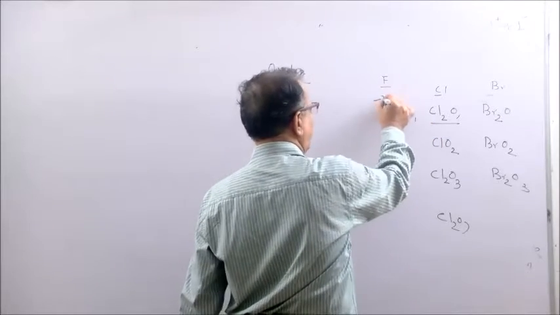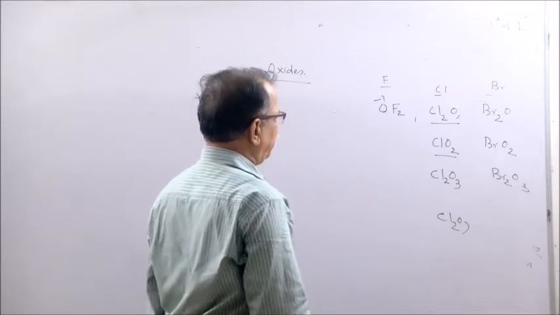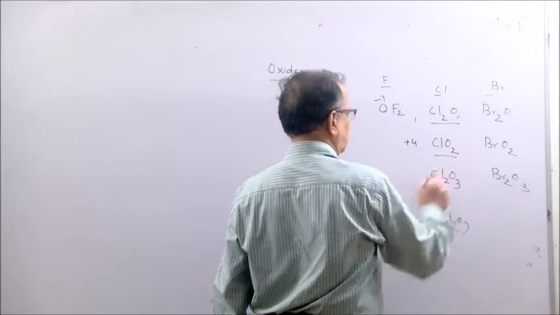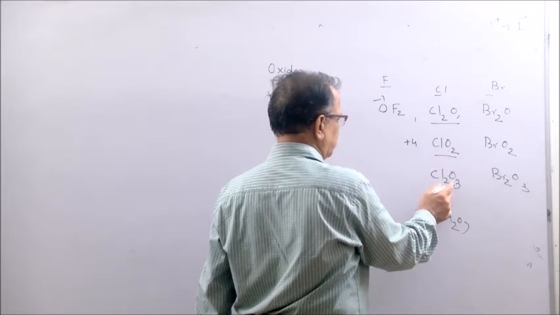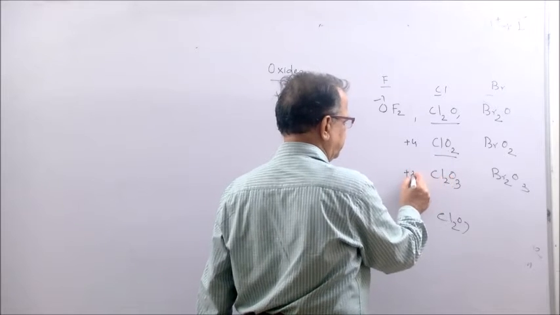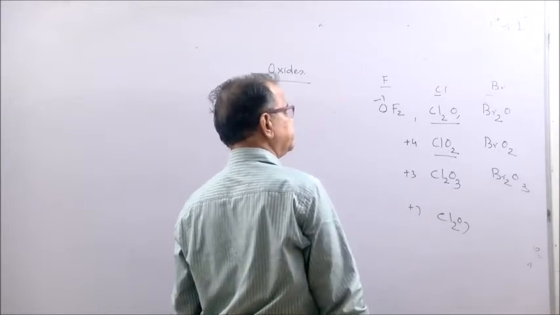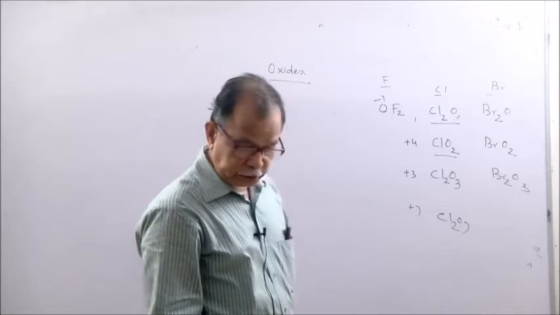So in oxides, the oxidation state of fluorine is always -1, while for the others it may be +1. This one will be +4, oxidation state +4. In Cl2O3 it is +3, and here it exhibits +7. The oxides give different oxidation states.